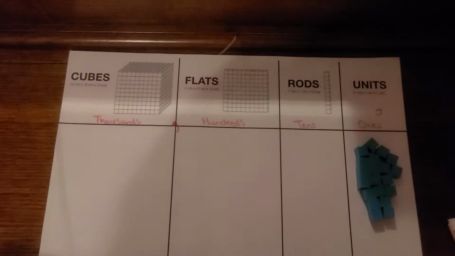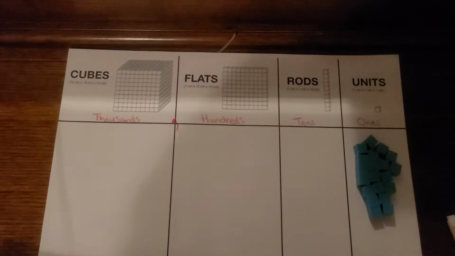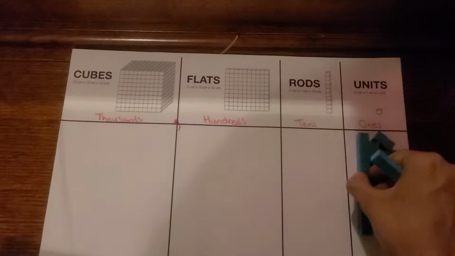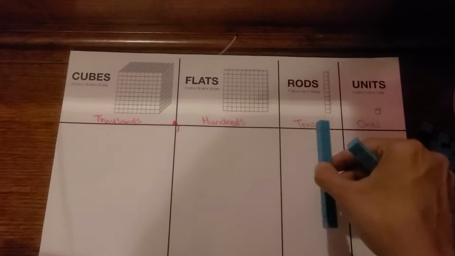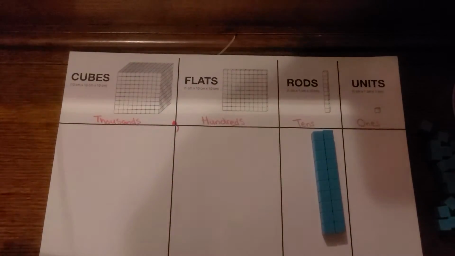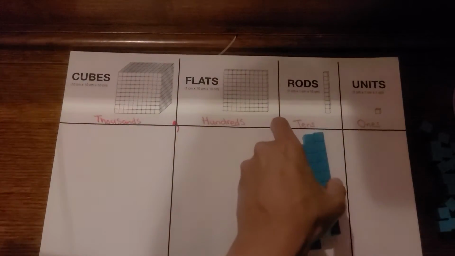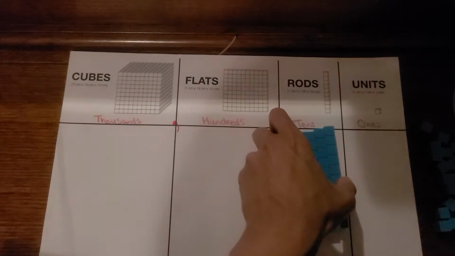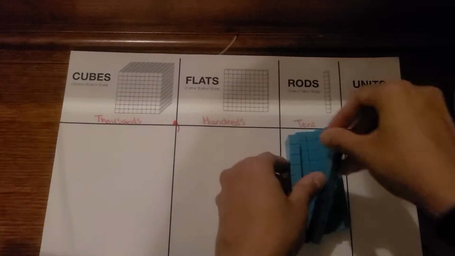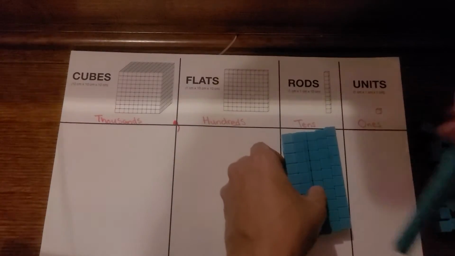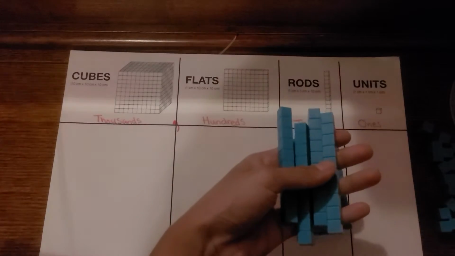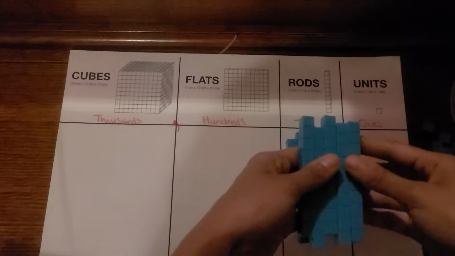But instead of going 21, 22, 23, 24, 25, there's a repeated pattern, so I'm gonna count the tens. So I'm gonna go by tens: 10, 20, 30, 40, 50, 60, 70, 80, 90. But then when I have 10 tens, I make 100.